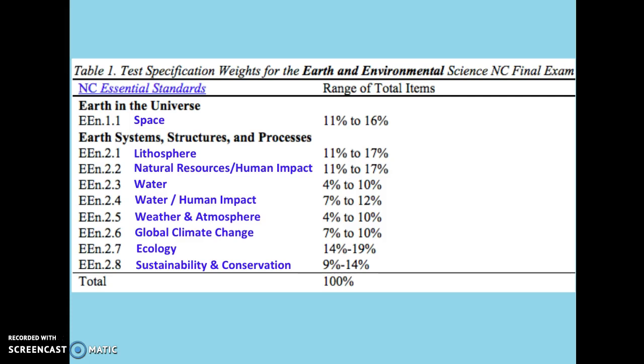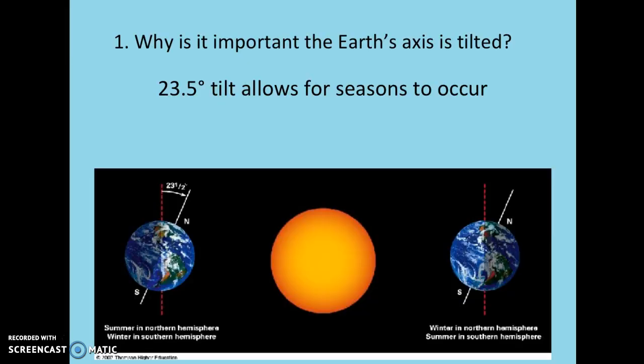So this is the breakdown of your exam, and you can see that there are a couple more that are weighted a little more heavily: ecology, space, lithosphere, natural resources, human impact. Those are going to be the ones that are weighted a little more heavily. And then you've got water broken up into a couple of sections: weather and atmosphere, climate change, and sustainability and conservation. So make sure that as you're studying you look over all the information, but keep in mind that certain ones are weighted a little more heavily.